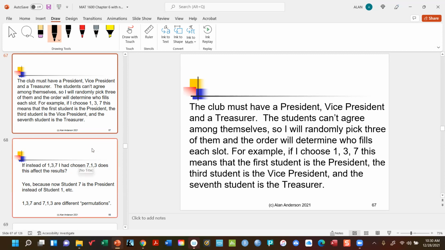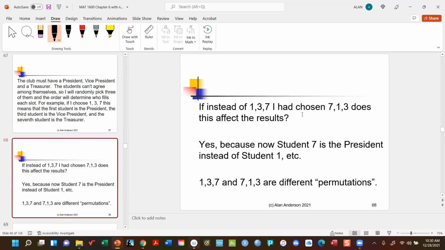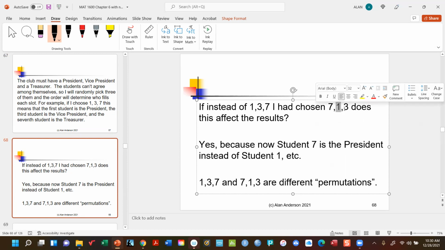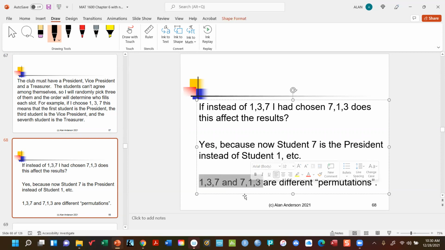Now, the reason why I use this example is because what if I'd chosen the same 3 numbers, but in a different sequence? Let's say, for example, I chose 7, 1, 3. Does that matter? Yes. And here's why. Because now all of a sudden it's student 7 who's the president. Student 1 is the vice president and student 3 is the treasurer. That's a very different outcome than this one, isn't it? So even though these can be considered the same combination, there are 2 different permutations. If we were only interested in combinations, these would both be the same combination because they're the same 3 numbers. But because they're permutations, these are considered to be 2 different permutations.